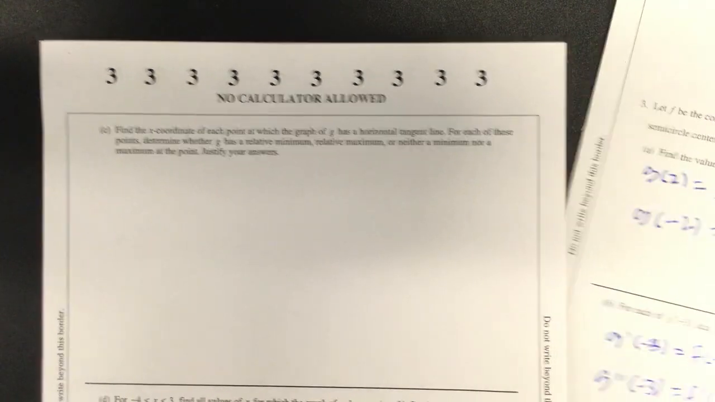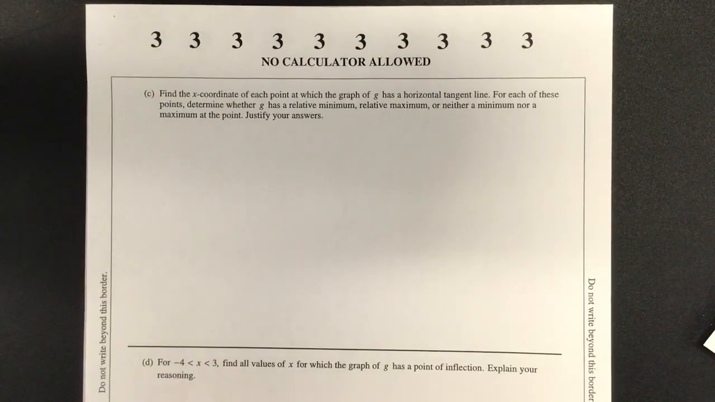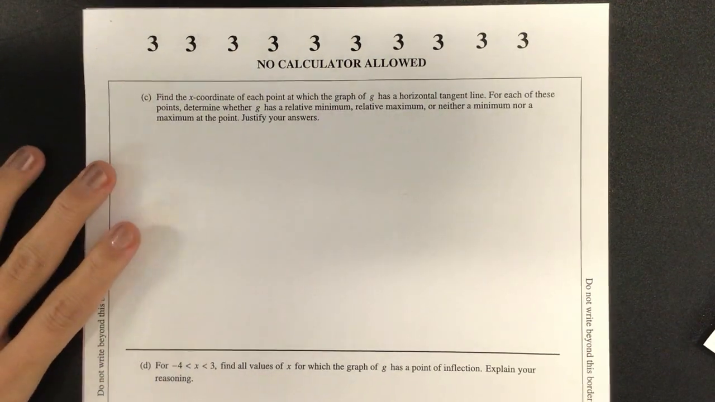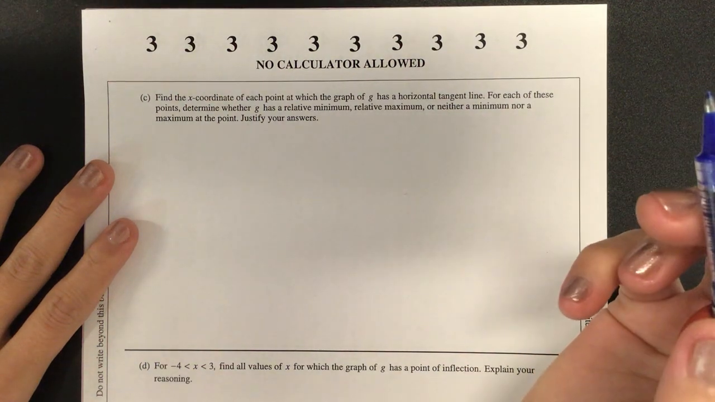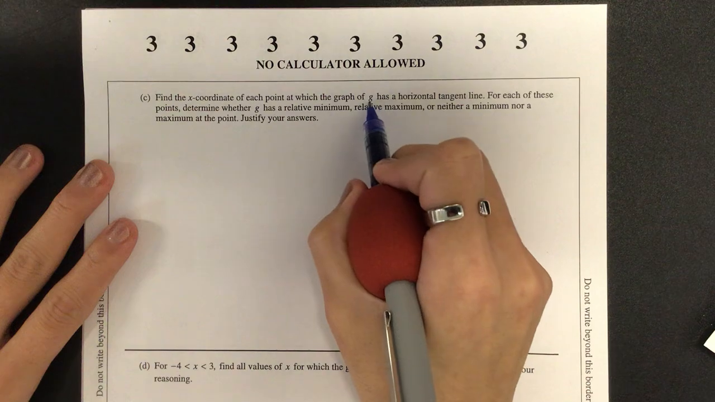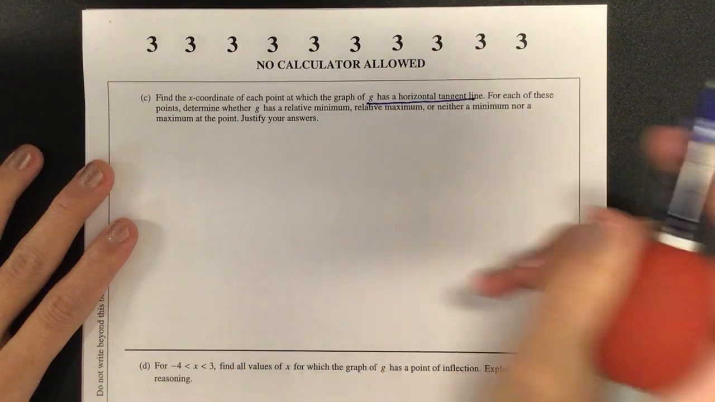All right. Now let's go on to part C. James, let's read part C, please. Find the x-coordinate of each point at which the graph of g has a horizontal tangent line. Using these points, determine whether g has a relative minimum, relative maximum, or neither a minimum nor a maximum at the point. Justify your answer. Okay, let's underline g has a horizontal tangent.